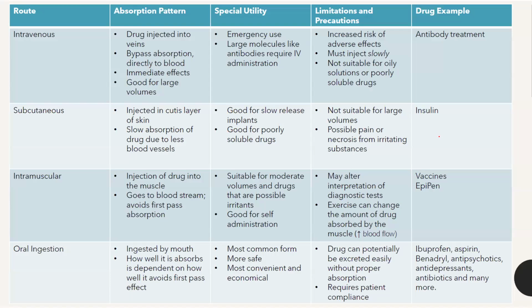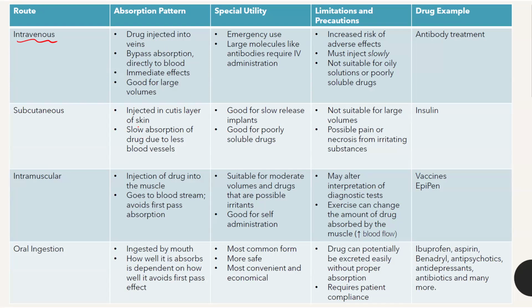Now, when we think about these different methods of administration for a drug, you have a handful of different options. A drug being administered intravenously is directly injected into the veins. You bypass absorption, and it goes directly to the bloodstream. It's going to have the most immediate effect, and this is good for large volumes.